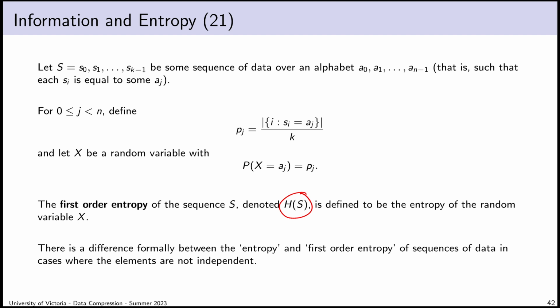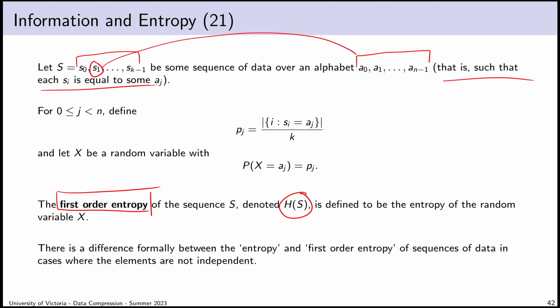This is formally the first order entropy. And you should hear the term first order and think about it like first order approximation. There are higher order forms of entropy that capture more of the character of the sequence. First order entropy you could almost think of as an approximation in many cases. So let S be a sequence of data. Here it is k elements long, and each element of the sequence is some symbol from this alphabet. So formally I had to write this, but each S sub i is going to be one of these things.